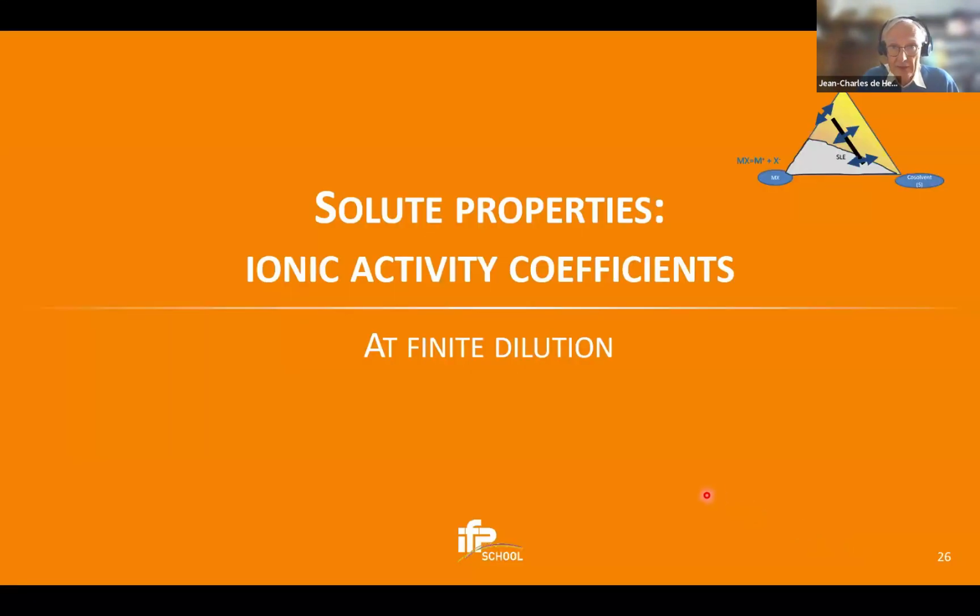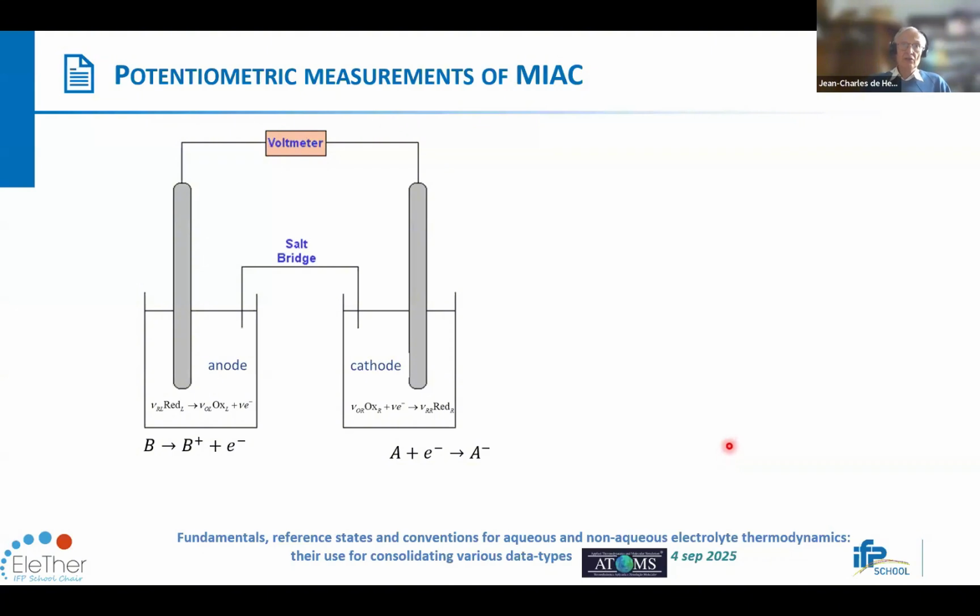Okay, so this is about infinite dilution properties, but now we are very often interested in finite dilution. So we need to see what happens with these ionic activity coefficients when we go to higher concentrations. Very often for this purpose, we use the MIAC, the mean ionic activity coefficient. Some chemists may not agree with my way of presenting it, but let's go for it and see whether there are some reactions.